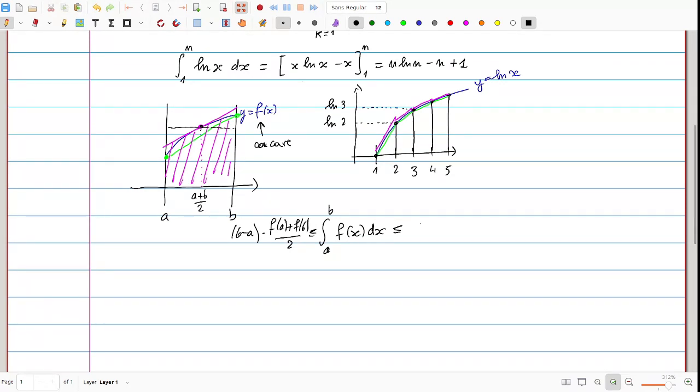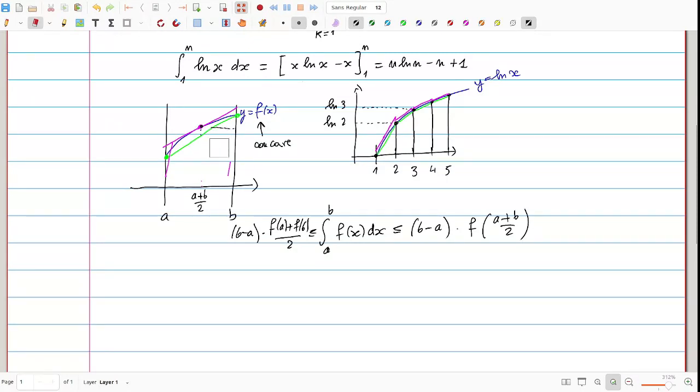So from above we get again b minus a, b minus a, and here we have f at the midpoint, (a plus b) divided by 2. This is true in general for any concave function.